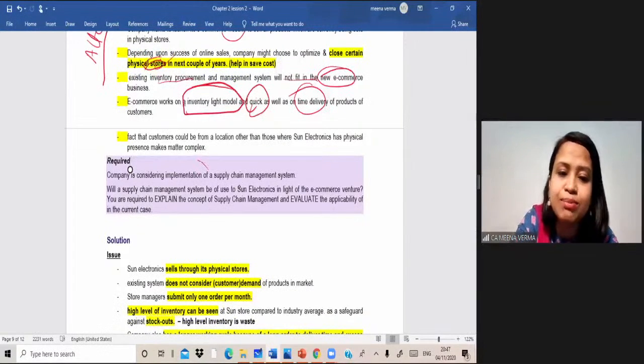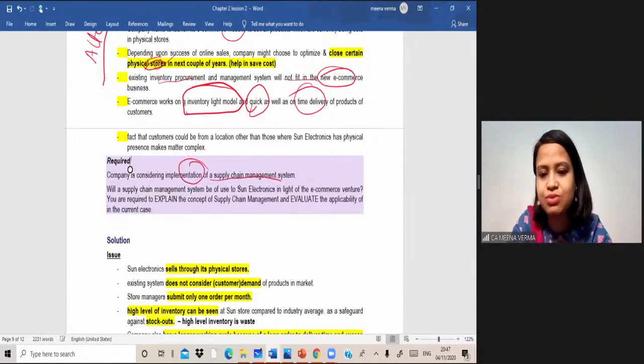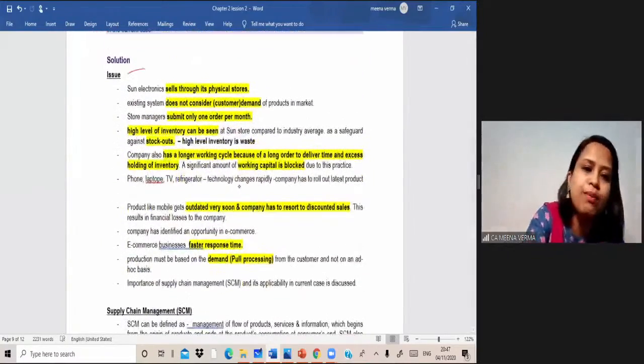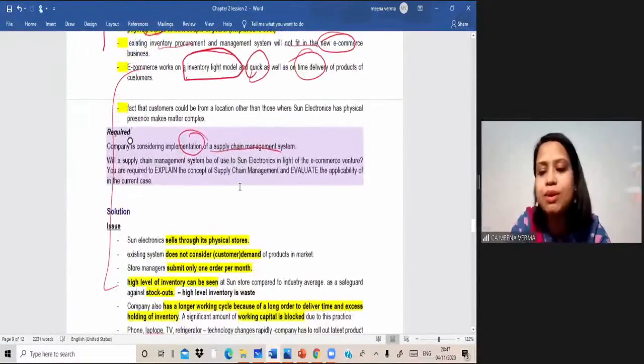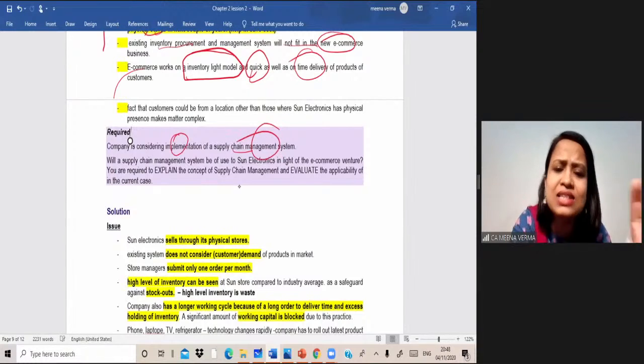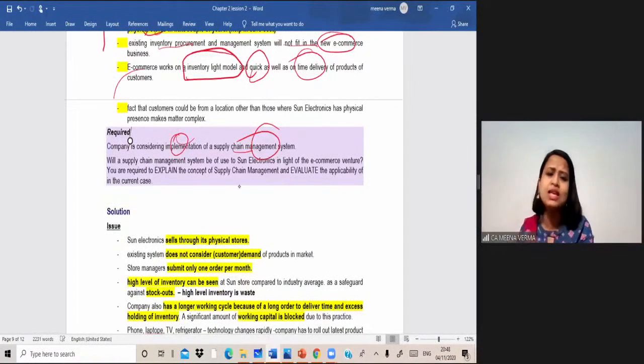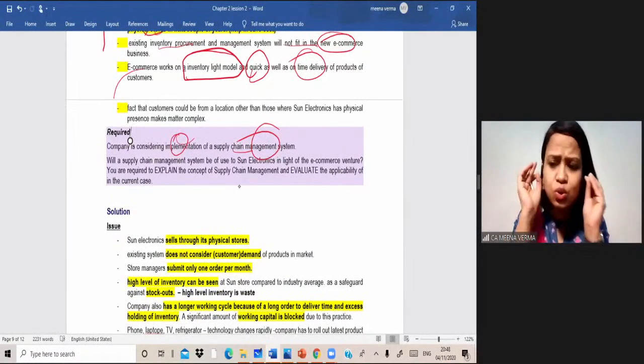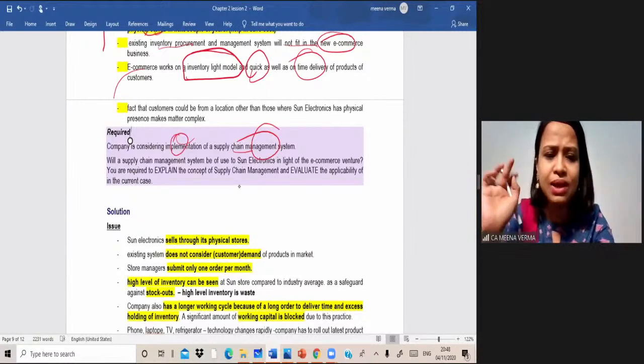Now, next is the requirement: companies considering implementation of supply chain management. First you have to talk about supply chain management, because the company is thinking of implementing it. What do you mean by implementing the supply chain? It means managing the supply chain. Supply chain management means managing the supply chain. So the company is thinking of managing the supply chain.